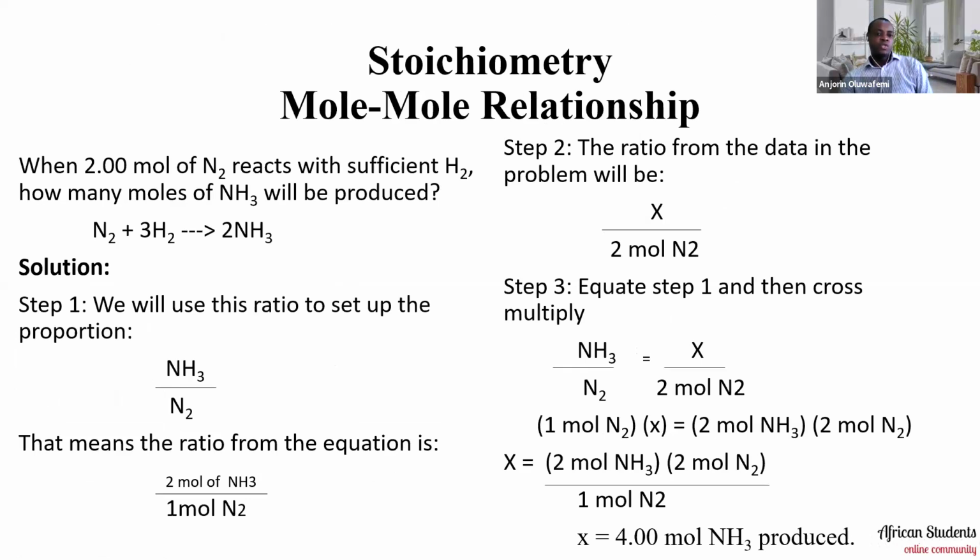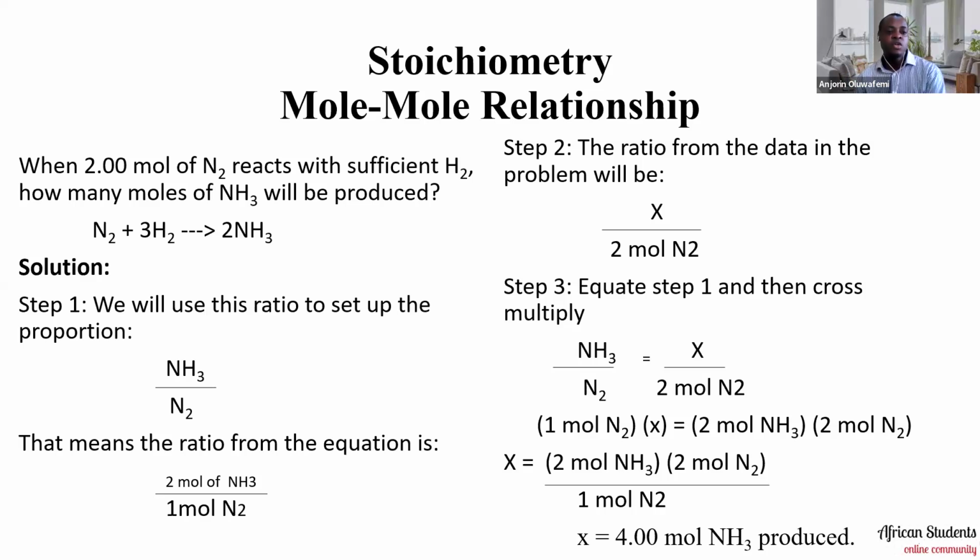Now let's look at some stoichiometry. Look at the mole-mole relationship, and look at this question as an example. It said when 2 moles of nitrogen react with sufficient hydrogen, how many moles of ammonia will be produced? Let's look at the equation. The equation is stated there. 2 moles of nitrogen react with sufficient hydrogen. How many moles of ammonia will be produced?